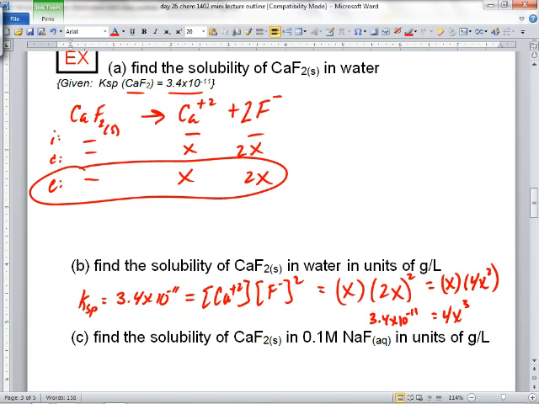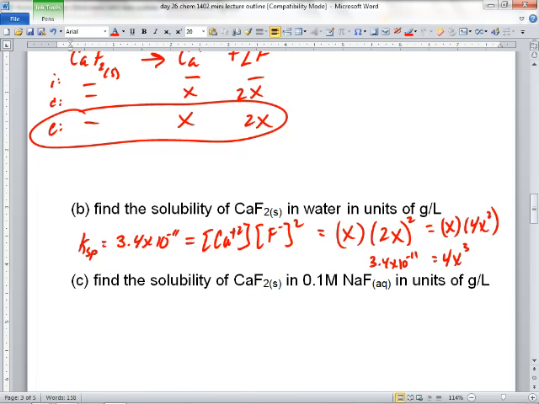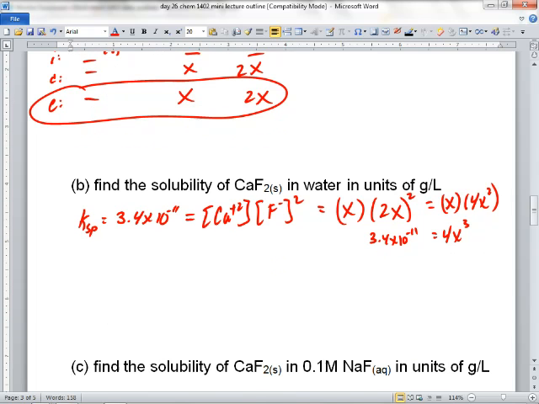Now we got to solve for x, Alexa. How would you do that? Yeah, I divided both sides by 4. Good. Then what? Oh, yeah. Now, it depends on your calculator and what it can handle here. Let's divide by 4 first. If I divide by 4, show you a little trick here. 3.4 times 10 to the negative 11, divide it by 4. You get about 8.5 times 10 to the negative 12.